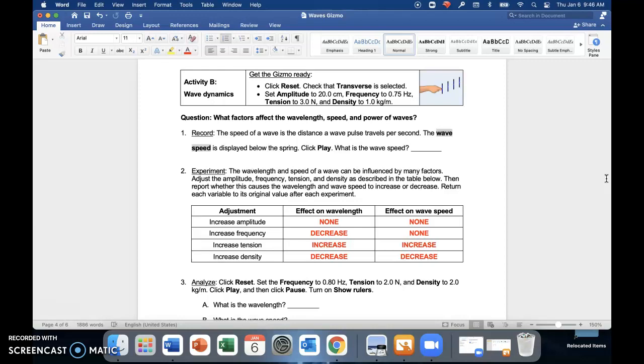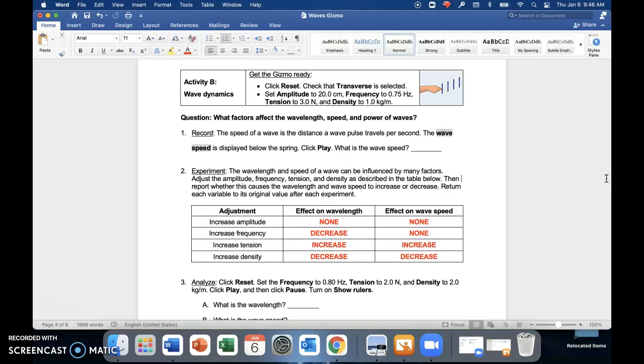Okay, and I want to look first at this chart that you were supposed to fill out. You had your amplitude, frequency, tension, and density all set at a certain value. In part 2 here, you were supposed to be changing those, one at a time. And as you did that, you should have got the following results. Increase in the amplitude did nothing to wavelength or wave speed. Increase in the frequency decreased the wavelength but did nothing to wave speed.